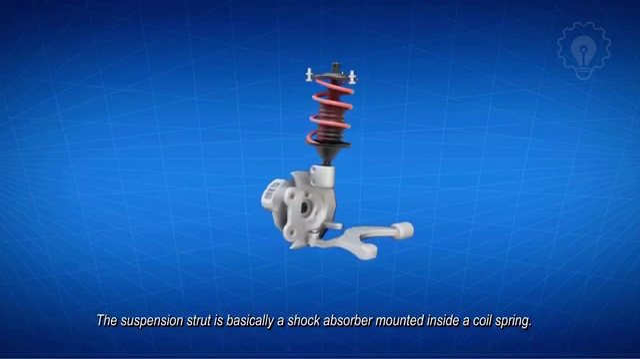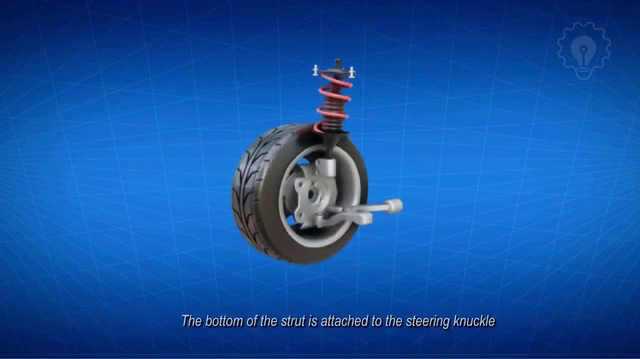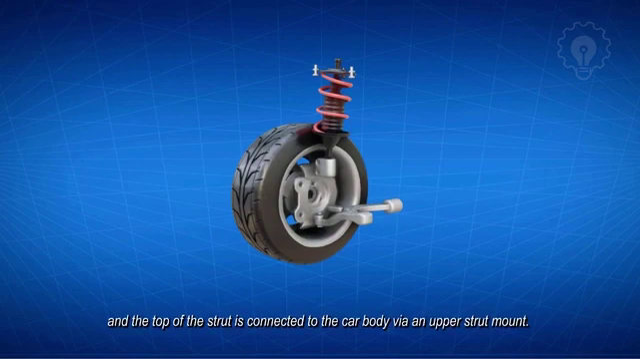The suspension strut is basically a shock absorber mounted inside a coil spring. The bottom of the strut is attached to the steering knuckle, and the top of the strut is connected to the car body via an upper strut mount.